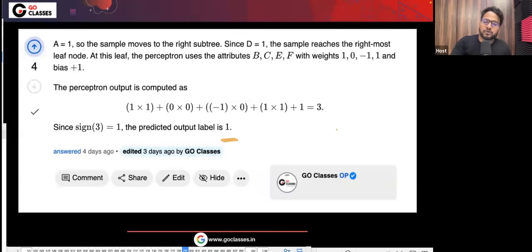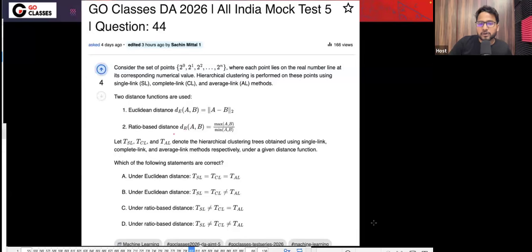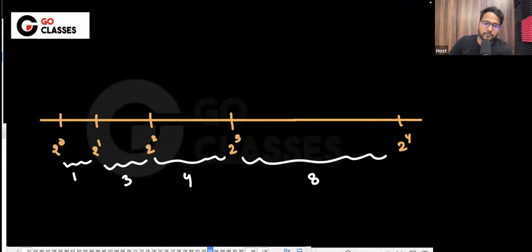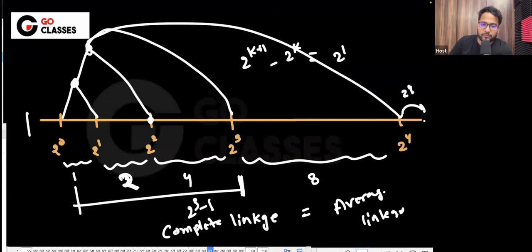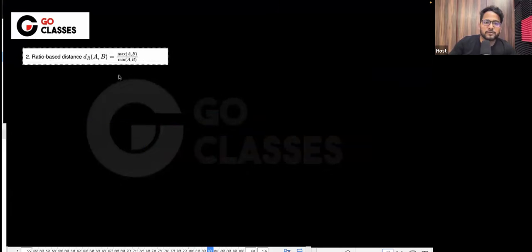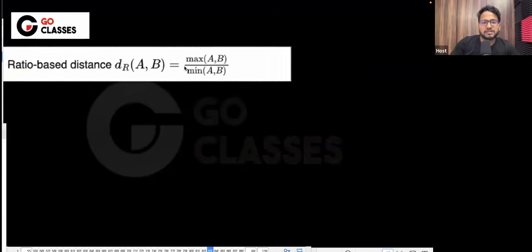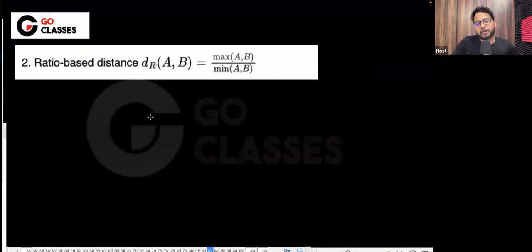But there is one more distance notation given in the question. This is called ratio based distance. Let me tell you what this distance is. Let's see how it will behave. Let's suppose these are the 2 points: 2 power a, comma 2 power b, or 2 power i, comma 2 power j. I'm going to take something like this.